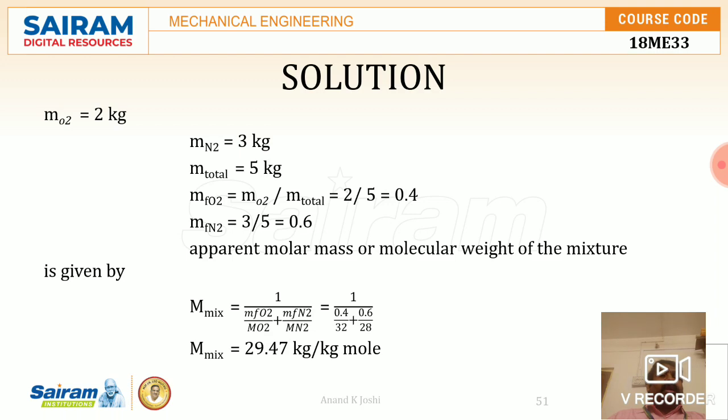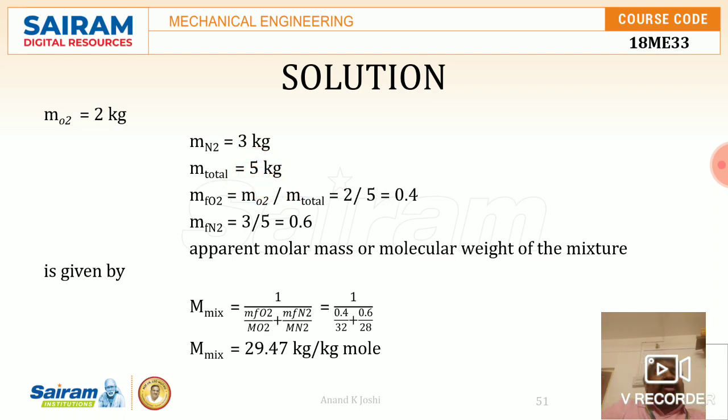In the mixture there is oxygen and nitrogen. The total quantity we calculate by adding these two. So 2 kg plus 3 kg becomes 5 kg, 5 kg of that mixture.